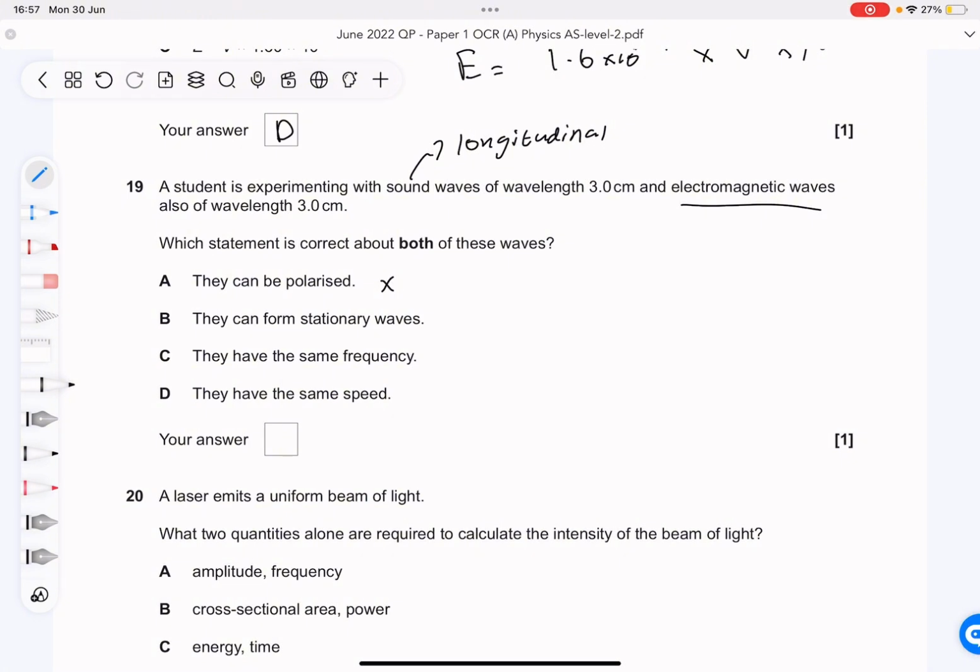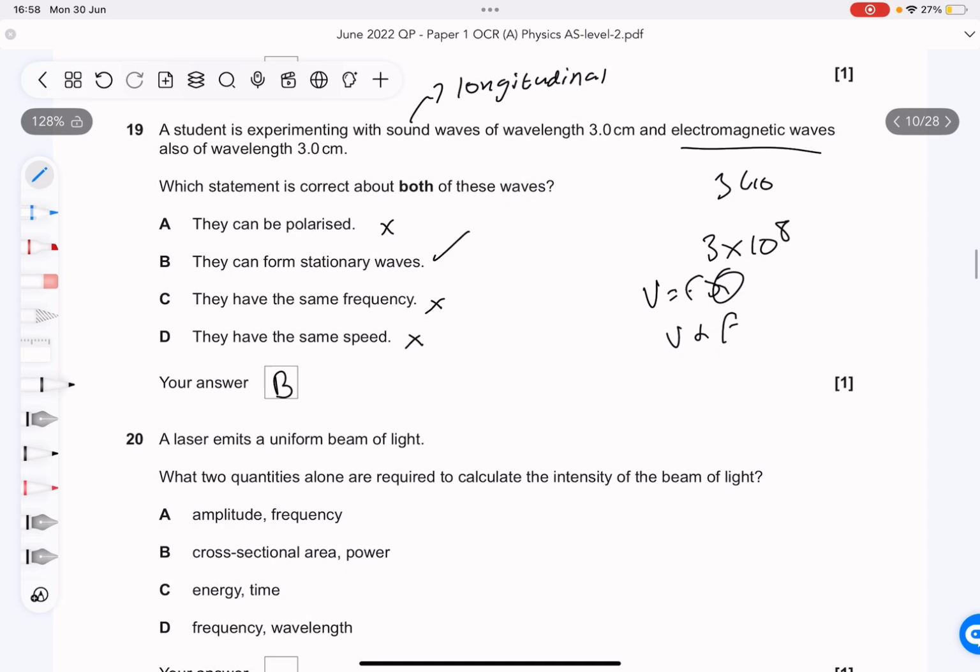Right, moving on to B. They can both form stationary waves. That is indeed correct. Both longitudinal and transverse waves can form stationary waves. So B is correct. C is wrong because they're going to have different speeds. Sound is typically 340 meters per second and EM waves 3 times 10 to the 8 in a vacuum. So v equals f lambda. If they have the same wavelength, then v is proportional to f. So the speed and the frequency are directly proportional. If the speed is different, the frequency will be different. And we already know the speed is different just from basic wave facts, right? So therefore B must be the correct answer.